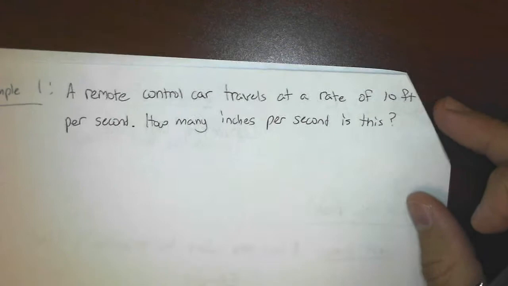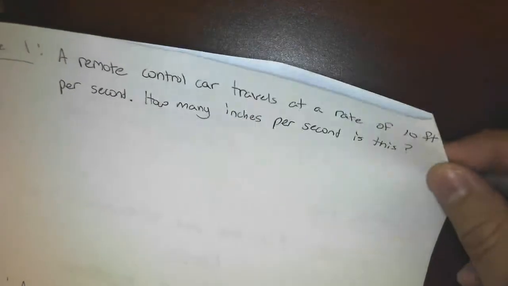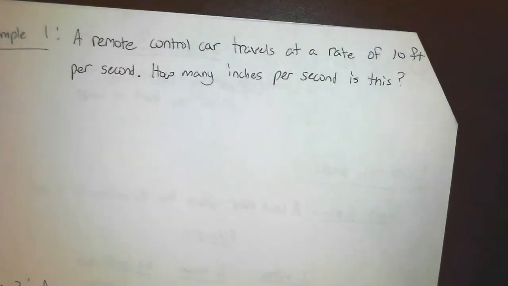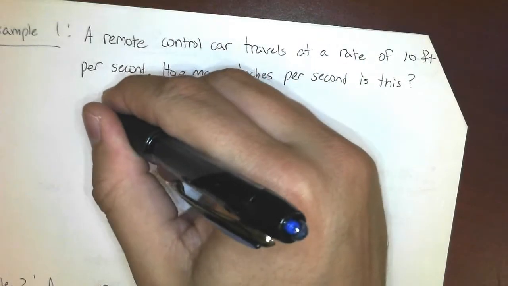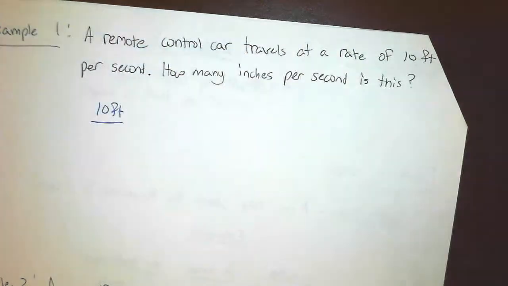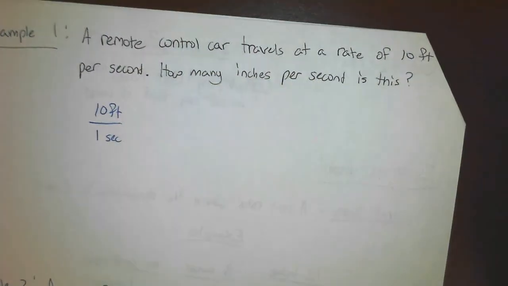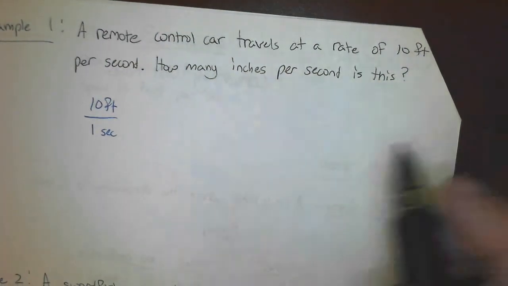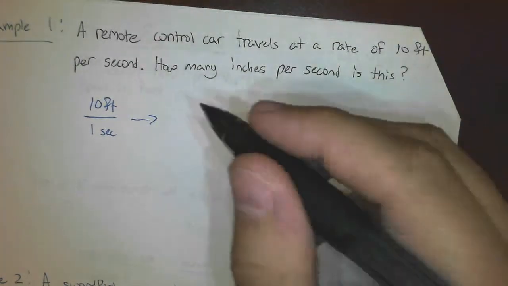So moving along with lesson 3, we've got our first example. So we've got a remote control car travels at a rate of 10 feet per second. So how many inches per second is this? So our first example, we're going to rewrite that first sentence and put it into the form that we know. So 10 feet, we're going to put it as a fraction, 10 feet per 1 second. Okay, so we're taking 10 feet per 1 second and we want to convert that over to inches per second.